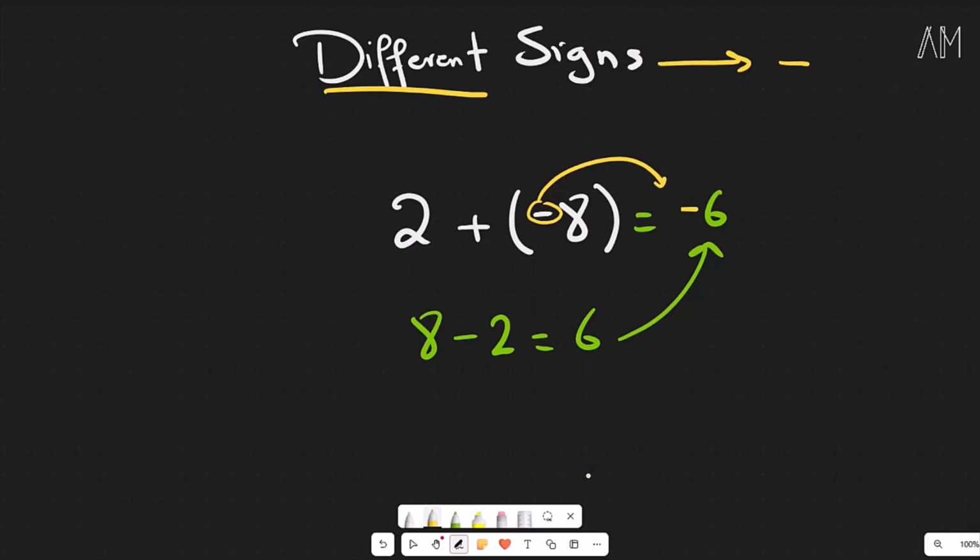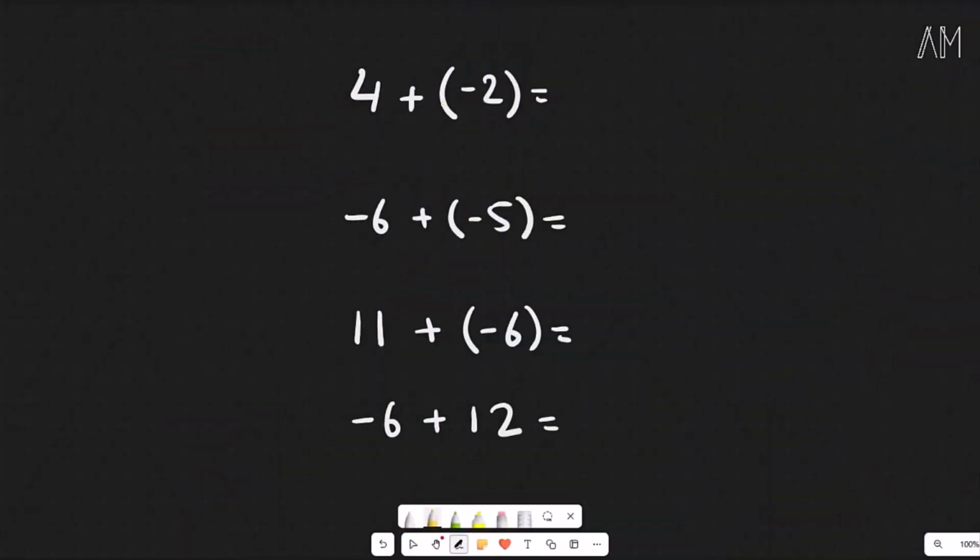Let's take a few examples. Very good. Let's get started with the first one here. As you can see, we have adding with different signs. So here I will subtract. I will do 4 minus 2, which is equal to 2. And since 4 is the greater number, so the sign of the 4 will be assigned at the end, and the answer is positive 2.